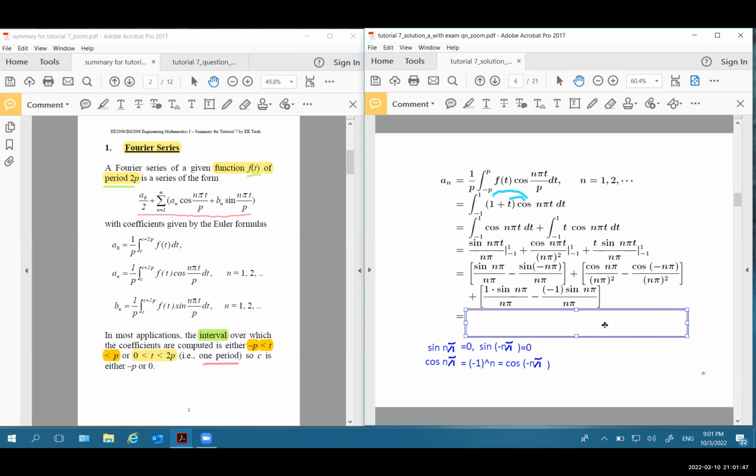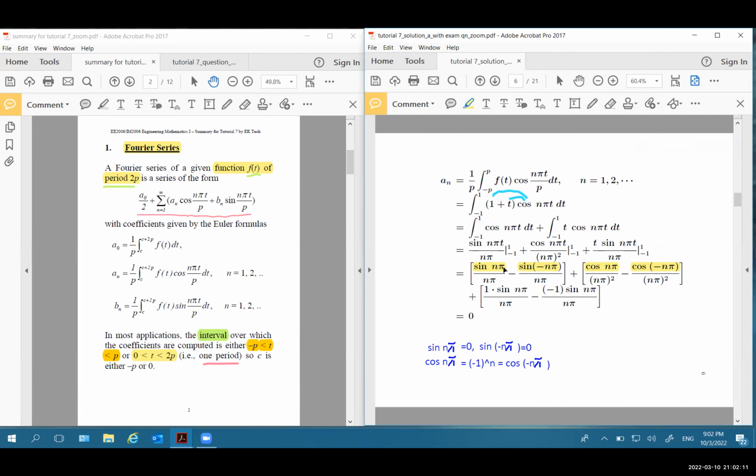You can see that everything is integration here. Okay, then it turns out to be 0. So here there are a few things, things like sine n pi, sine minus n pi, cosine n pi, cosine minus n pi, right? So what are these values?